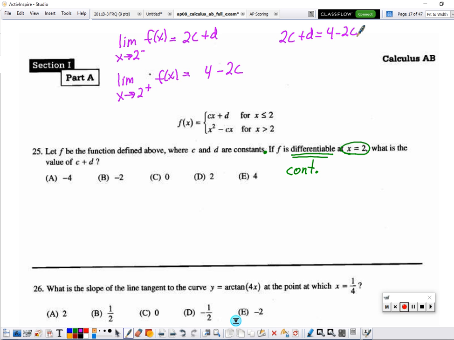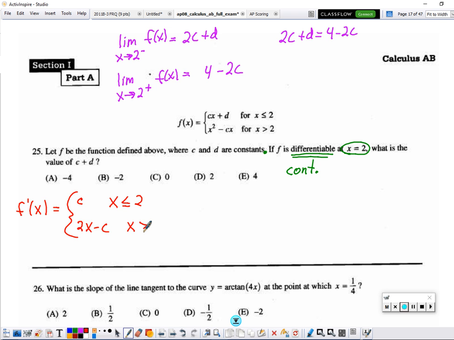But if f is differentiable, that means I can also find the slope at 2. So I'm going to take the derivative of f. So f prime is going to equal, the derivative of this is just c. And that's for whenever x is less than or equal to 2. I know that the equal sign applies because they told me it was differentiable. If they don't tell me it's differentiable, I can't necessarily put an equal there, because there could be a corner or a jump. The derivative of this is going to be 2x minus c.